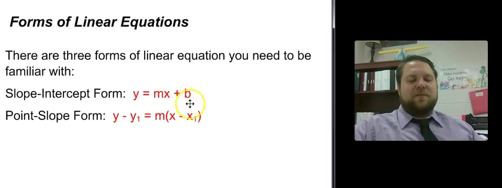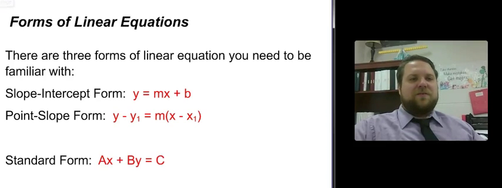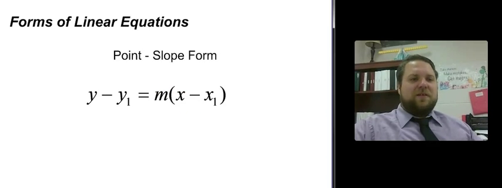In slope-intercept form, we had to know the y-intercept. Point-slope form is a little more versatile because I can use the slope and any point on the line. It doesn't necessarily have to be the y-intercept. And just for future reference, we will also be looking at something called standard form. We're not there yet. We're just going to focus on point-slope form at the moment. So, without further ado, here is point-slope form.